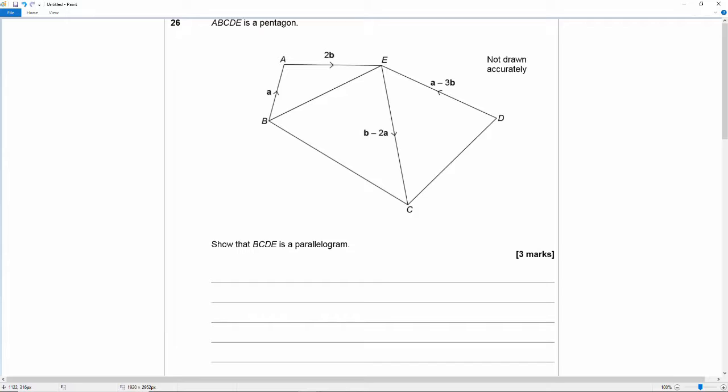Okay, so if it's a parallelogram, then BE must be equal in size and parallel to CD. Actually, it just needs to be parallel. Yeah, actually they do need to be equal in size, obviously. So yeah, BE needs to be equal in length and parallel to CD, and DE needs to be equal in size and parallel to CB.